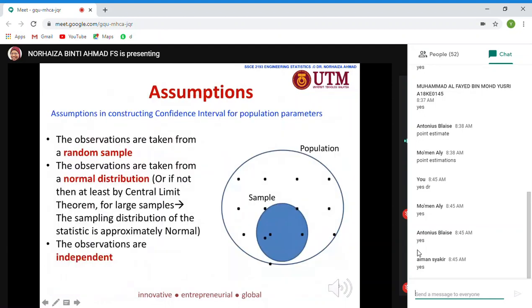And I'd like to remind you again that this assumption that we have discussed in the lecture for point estimation still holds, okay? In which, if you want to calculate that confidence interval using the method that we're going to discuss, the observation has to be randomly taken. The sample has to be randomly taken. Observation has to be normal, and they need to be independent.